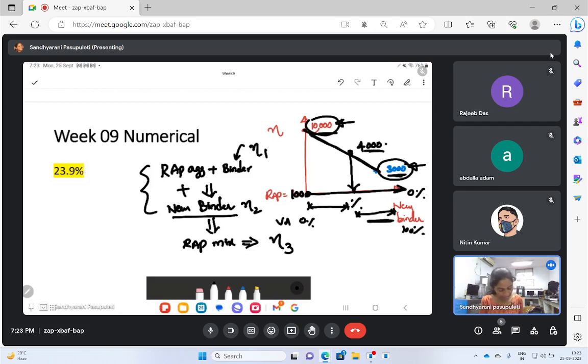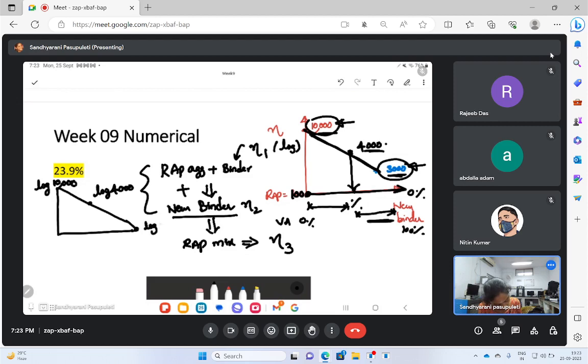So let me draw here the triangles and let us calculate here. So now we have a triangle like this, which is the y-axis is a log axis. Okay, don't forget that. So this is log of 10,000. Somewhere it is log of 4,000 and somewhere it is log of 3,000. And we do not know this. Let me assume it as x. And we know that this entire bar is 100.